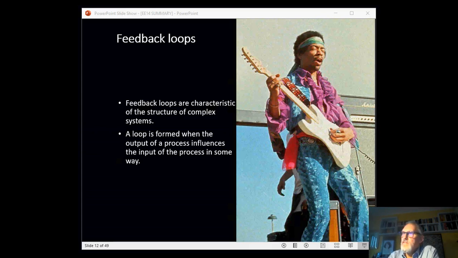What's underneath all of this? It's this idea that things don't just happen at random. There are interconnections and there are relationships between things within systems which cause the system itself to behave in a particular way.